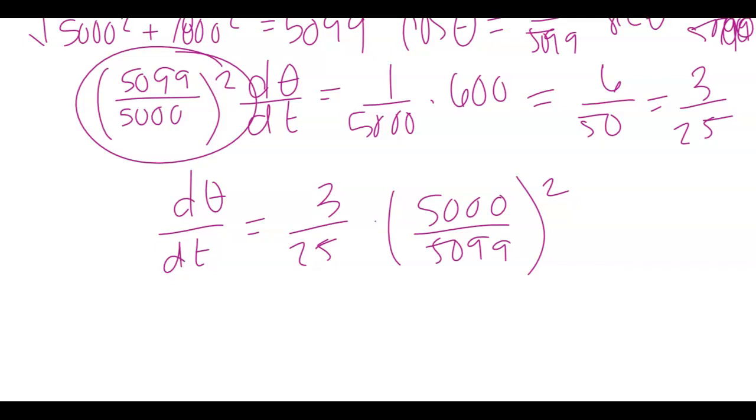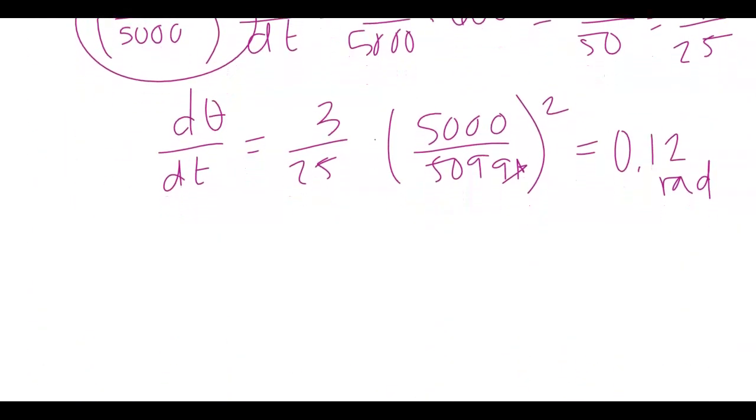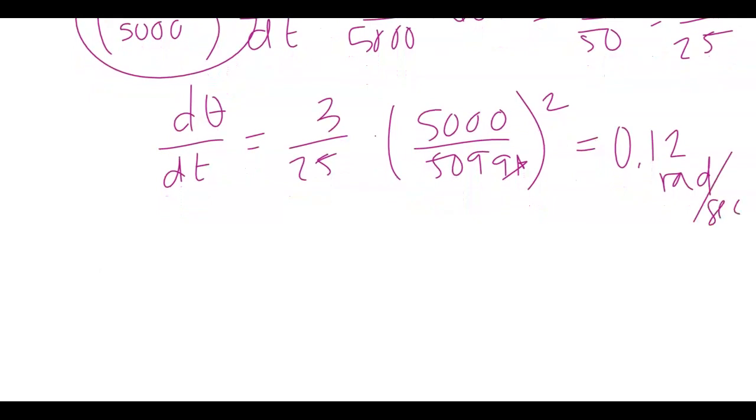Let's go ahead and find that this time. I'm using a TI, so I went up and pulled this exact answer. So if you get a little bit different from me, then that's okay. So 0.12, and that's going to be radians per second. That's my rate.